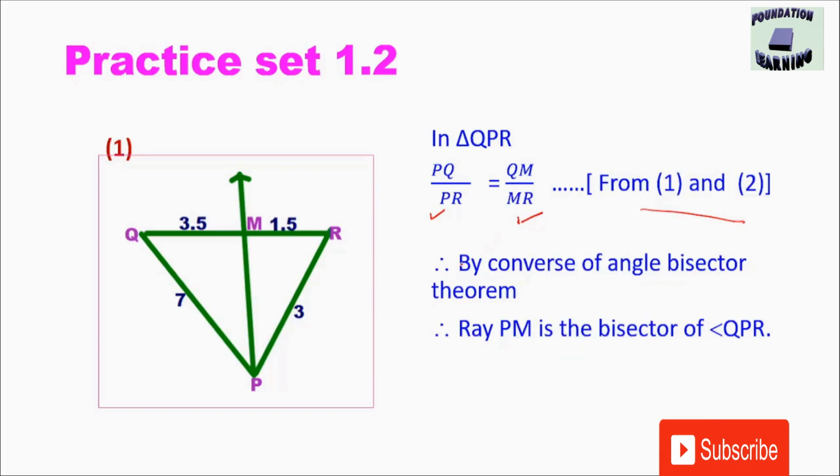So the reason why it is a bisector is because by converse of angle bisector theorem, ray PM is a bisector of angle QPR. So you know what is angle bisector theorem? When a segment bisects an angle and meets the opposite side, then the sides are in proportion to the remaining two sides. So QM upon MR will be equal to QP upon PR.